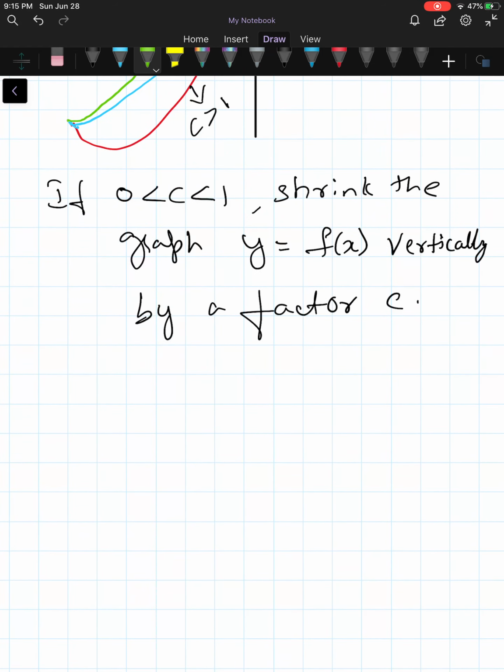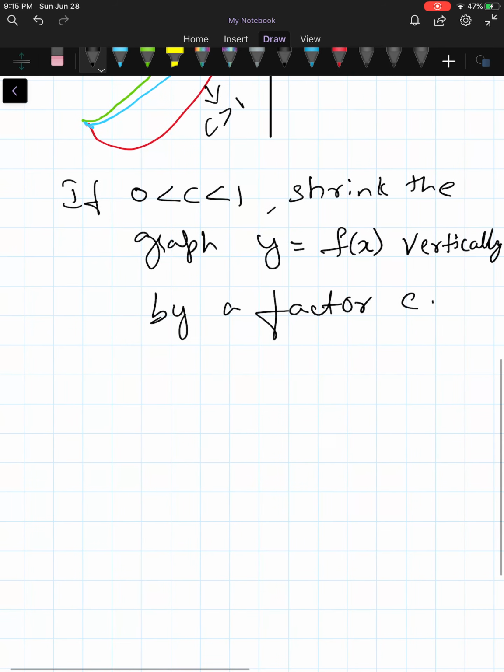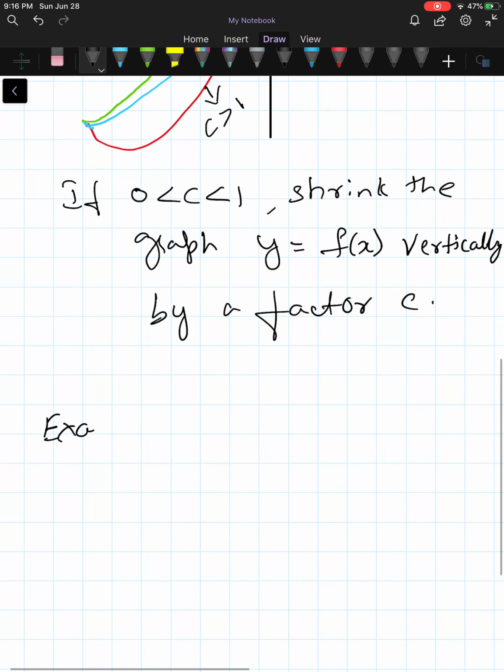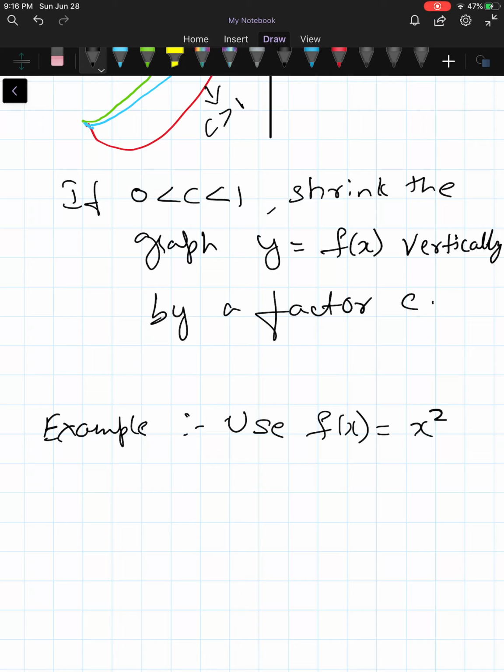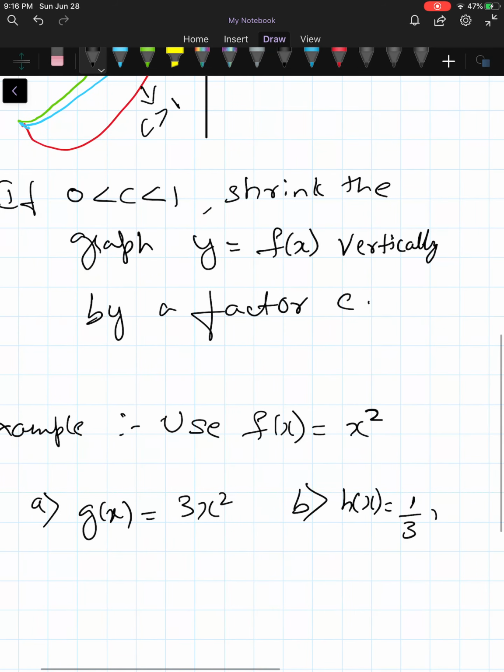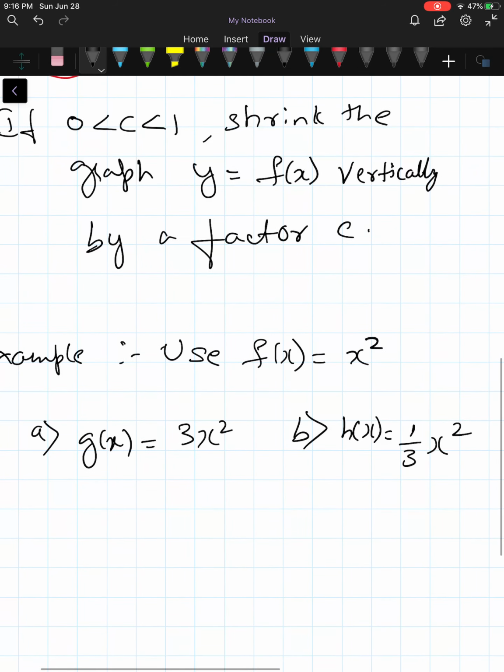We will do an example. Use f of x is equal to x square to sketch the graph of the function: a, g of x is equal to 3x square; b, h of x is equal to 1 over 3 x square.